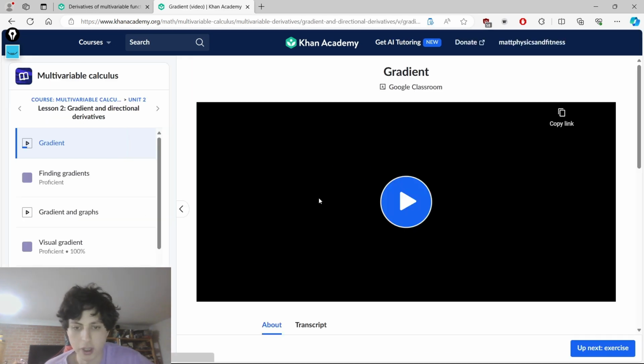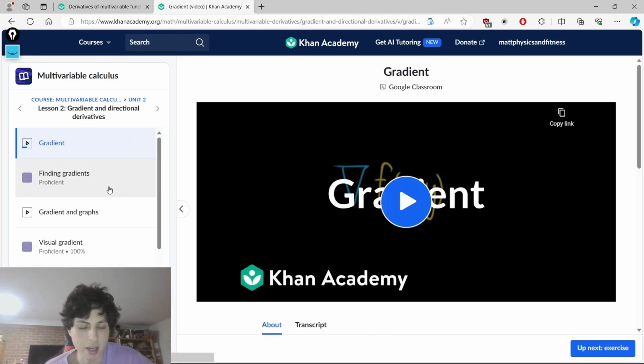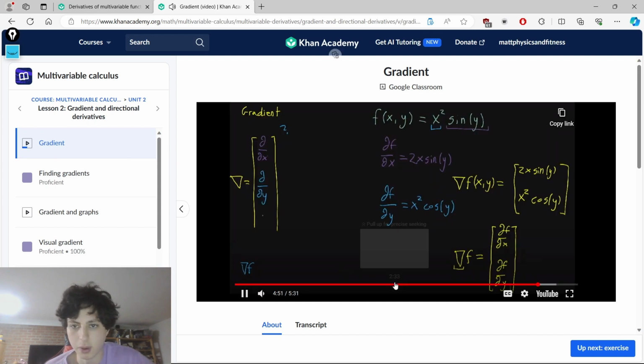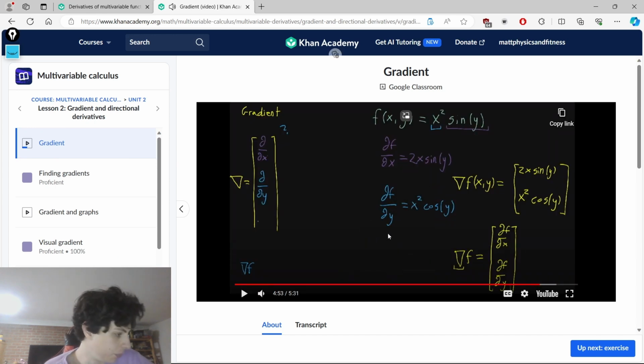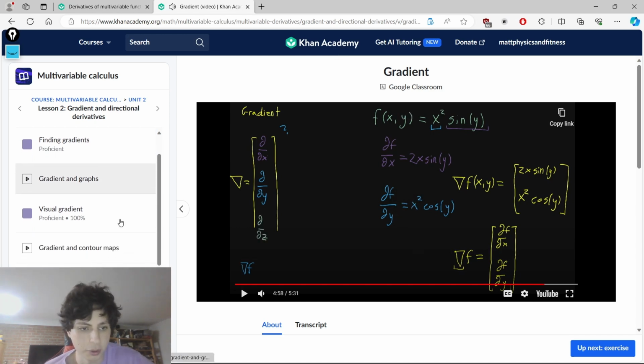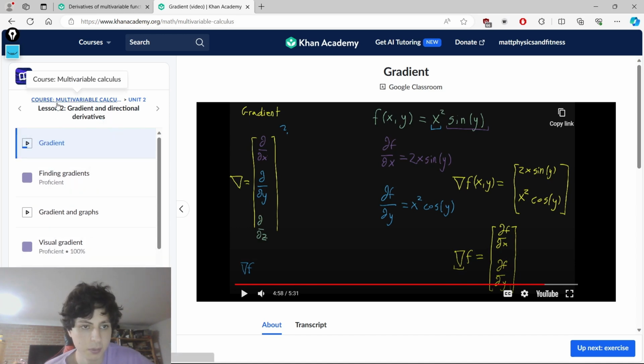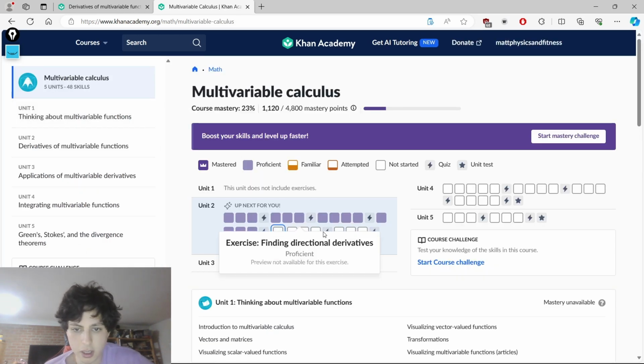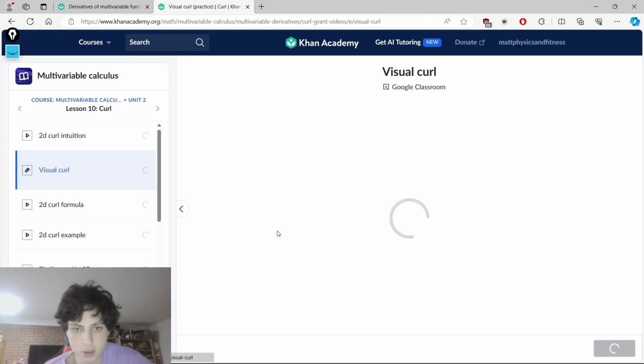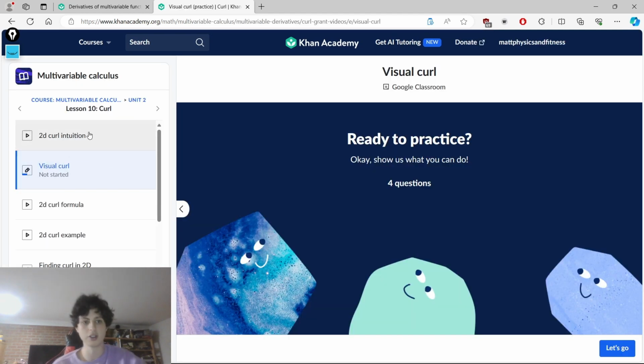Gradient. Let's learn about gradient. Finding gradients, I'm proficient. Oh, finding gradient. So it's like how many dimensions do you have? If it was a three-dimensional function, that would mean you should treat this like it's got 3 different operators as part of it. We were given constants, we were given a direction. I thought it was a directional derivative, but it's not. Oh, I think this was right before directional derivative, right? Yeah, okay, cool. No, I need this one, visual curl, but not the 2D curl intuition.